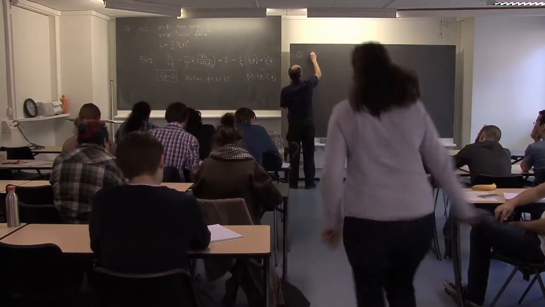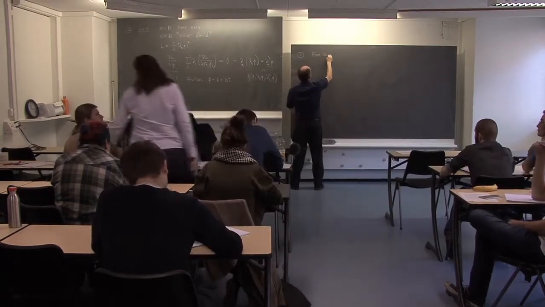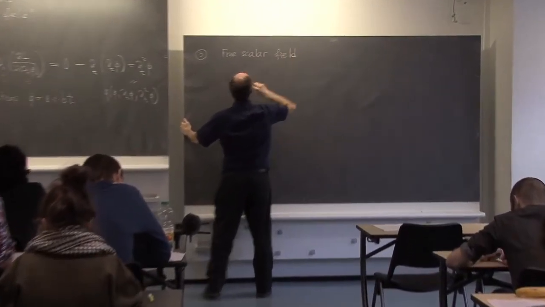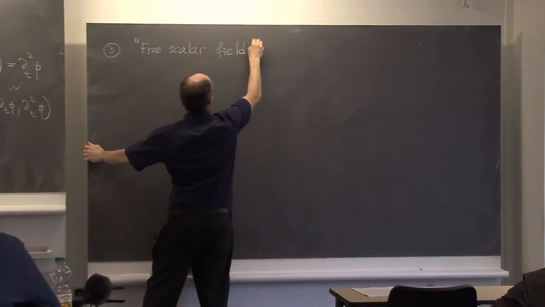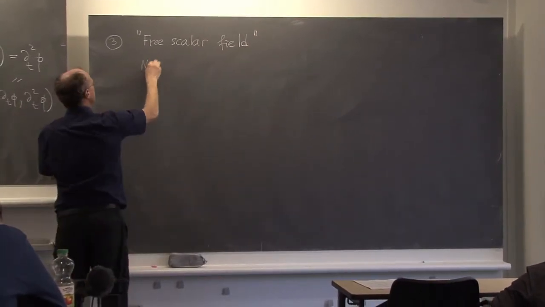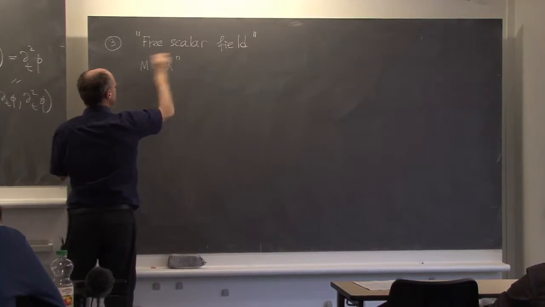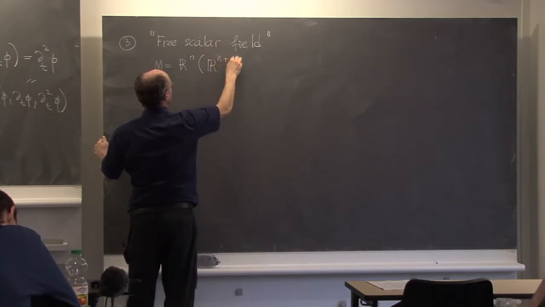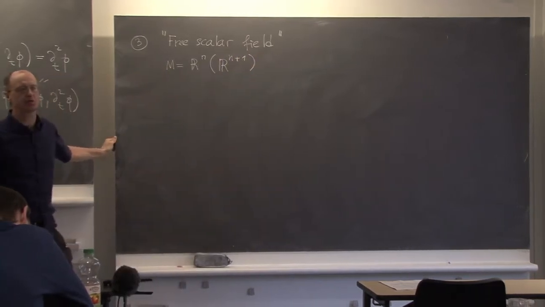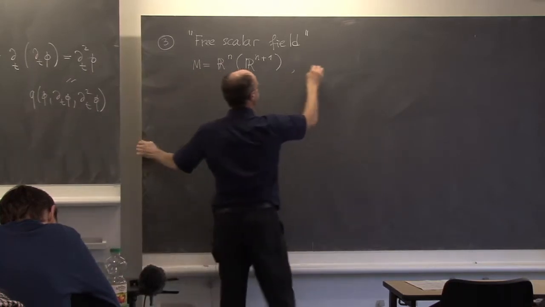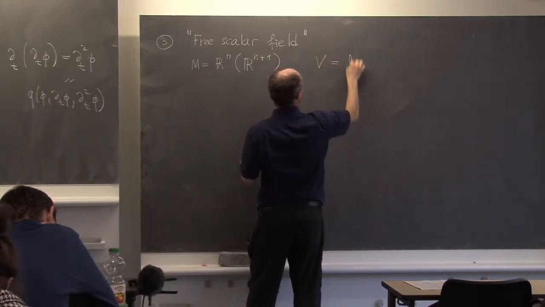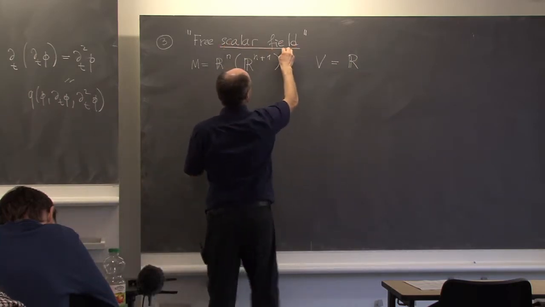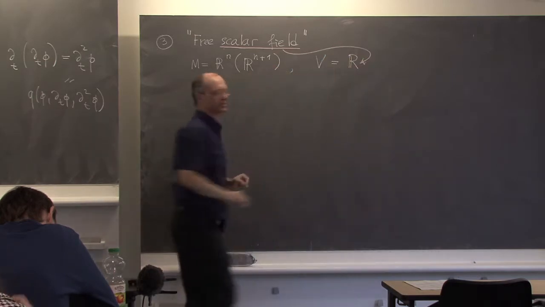So this is called free scalar field. So M will be Rn, or, like you will see, sometimes it will be more convenient to say it is Rn plus 1. So V is equal to R. So as we already said, scalar field means this.